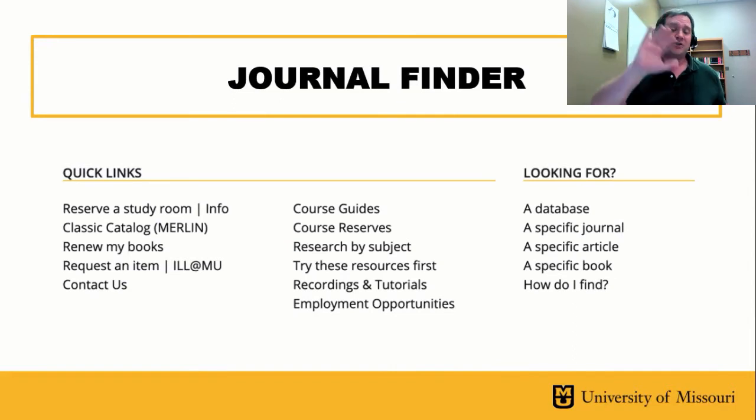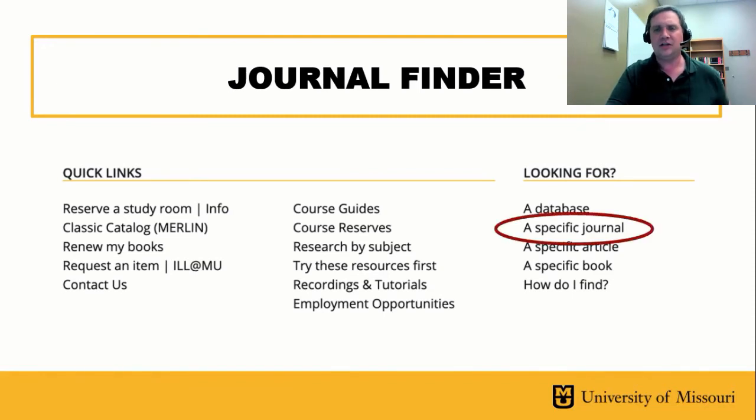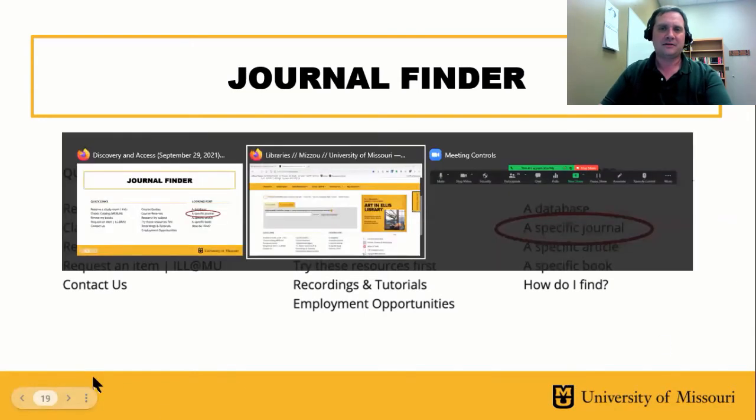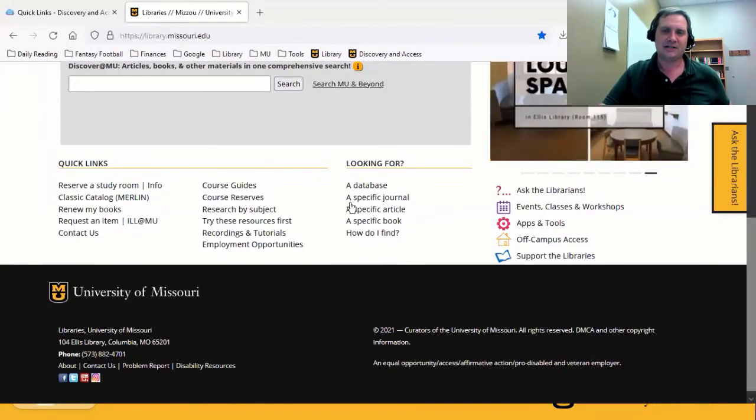So Journal Finder, the next two tools that I'm going to mention are things that are very helpful if you are knowledgeable enough about your subject and the research that you're doing that there are known items that you want to access. So if you are far enough along in your research that you know that there is a specific journal that you want to look at, you want to find out, do we subscribe to Nature? Do we subscribe to a particular journal in your discipline? You can use the link that says a specific journal under the looking for header.